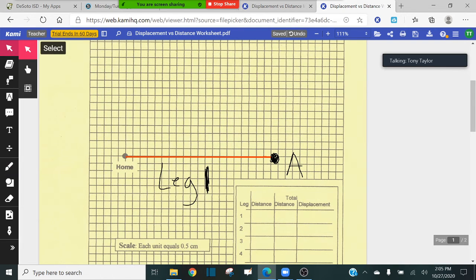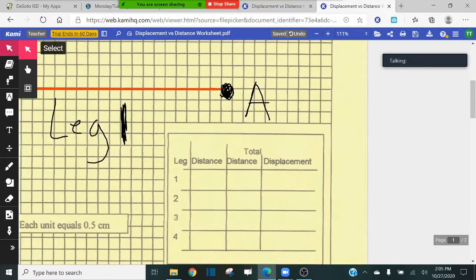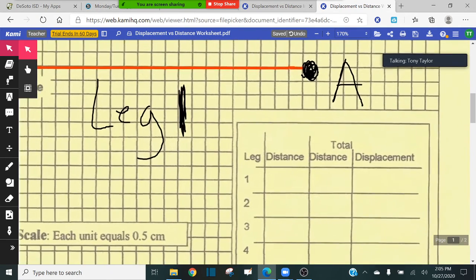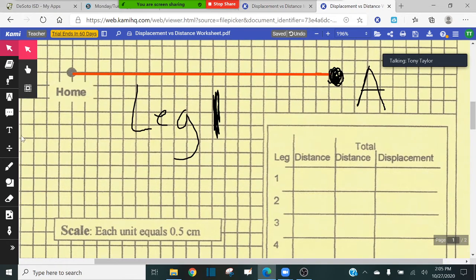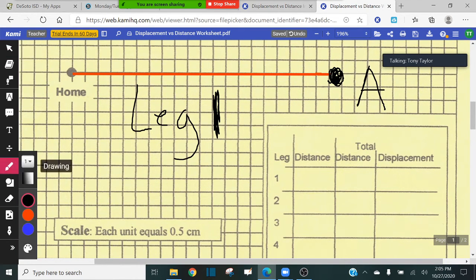Now, let us begin filling out the bottom here. This first leg is pretty easy. What is the overall length of leg 1? In other words, what is the distance of leg 1 from here to here? It's obvious. It's just 10 centimeters. What is the total distance we've traveled since we walked from home? This is still obvious. We walked a total of 10 centimeters.